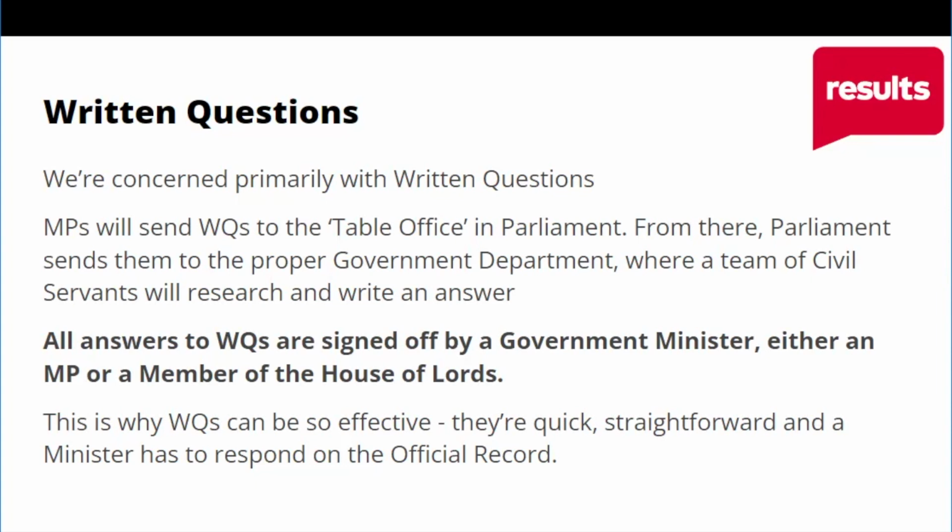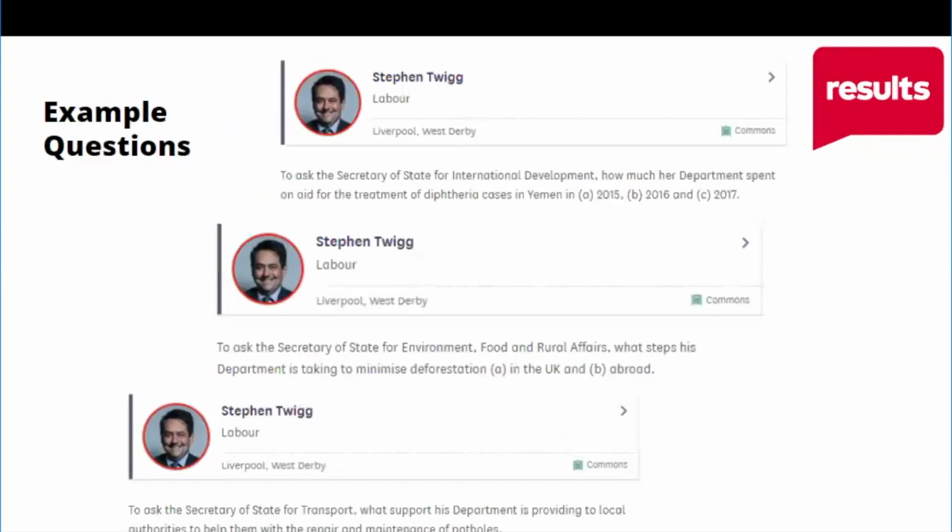So I thought a good way to start would be with some example questions. You may see that the example questions I've pulled out here are all from the same Member of Parliament. That's because I wrote these questions back in my time working in Parliament. I was working for Stephen Twigg when he was chair of the International Development Select Committee. I can't say I remember writing them all, but I wrote these once upon a time. So it's just to give a bit of a sense.